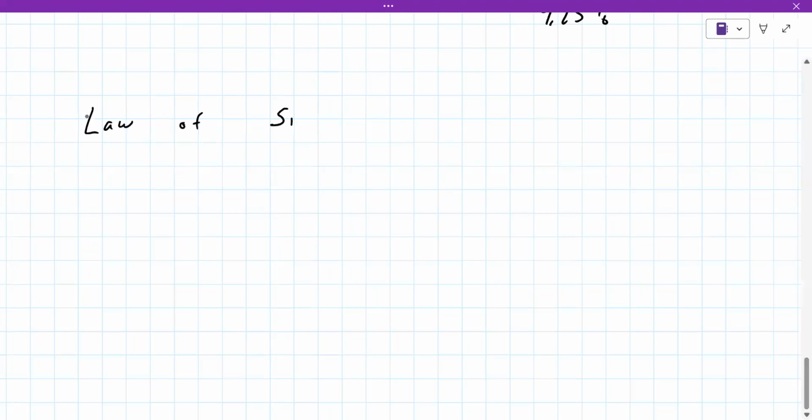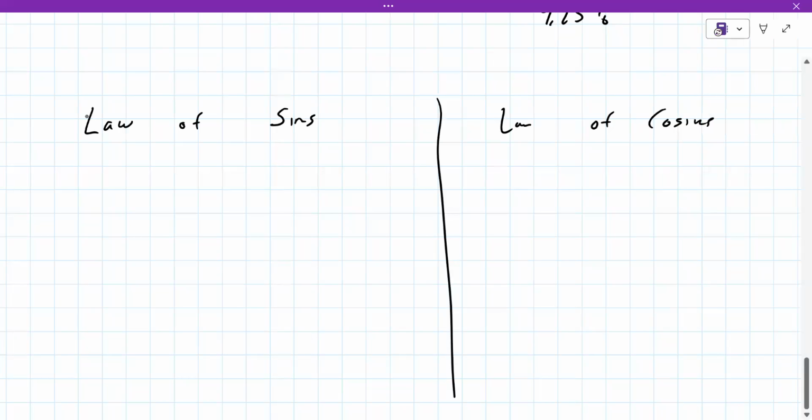I want to tell you why or when you use law of sines versus when you use law of cosines. That's a big one. It's important to know the difference. With law of sines, you're looking for an angle-side pair. Okay, and we'll use number 4 as an example of that.